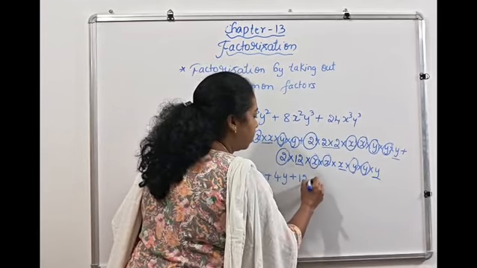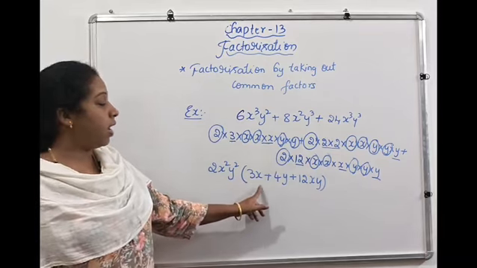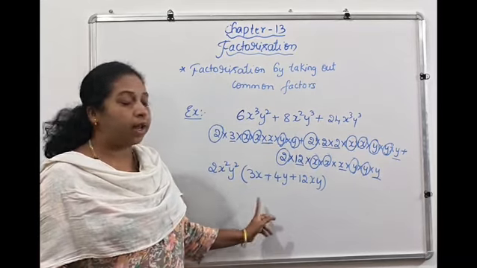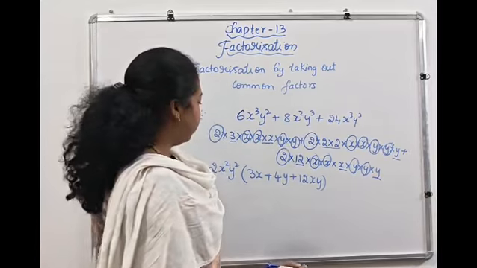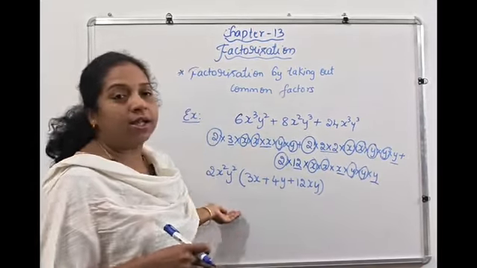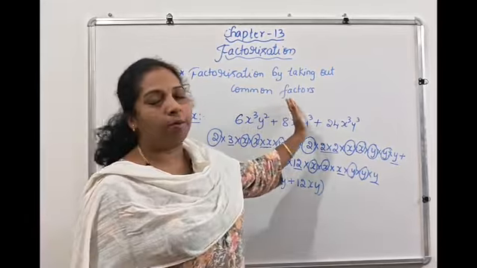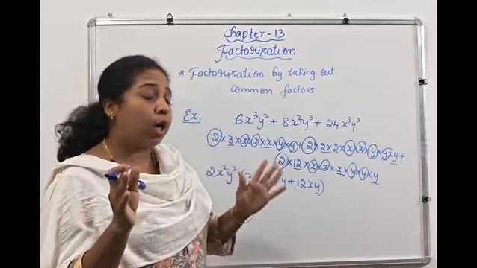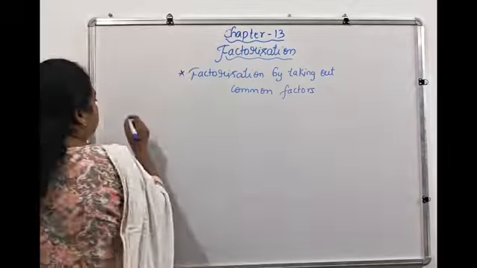12xy. So is any other number common to take as a common factor? No, right? So this is how we have to find the factorization by taking common factors. Okay, now I'm going to explain the textbook example problems.